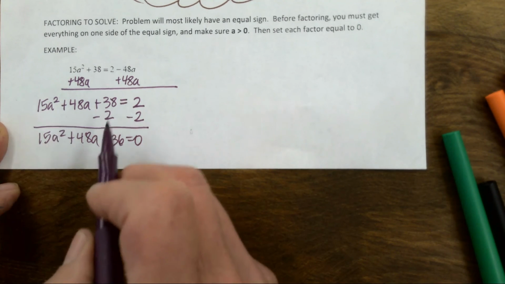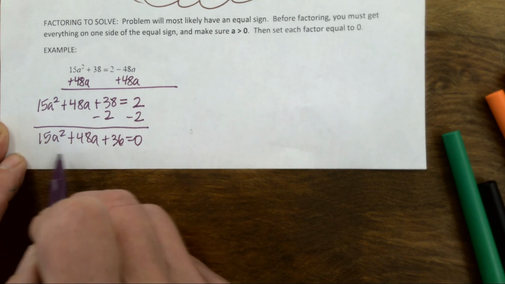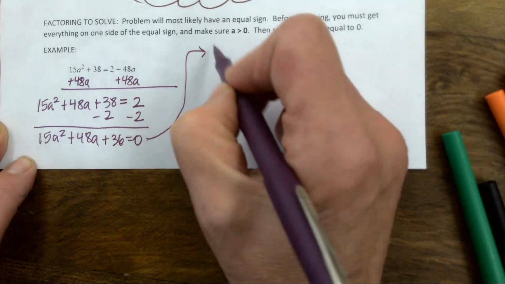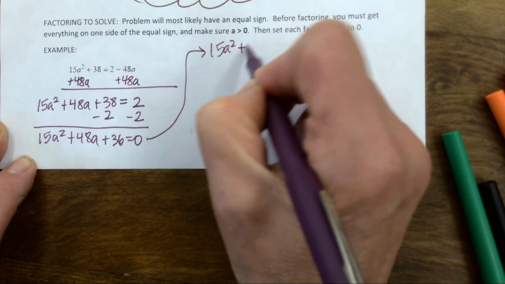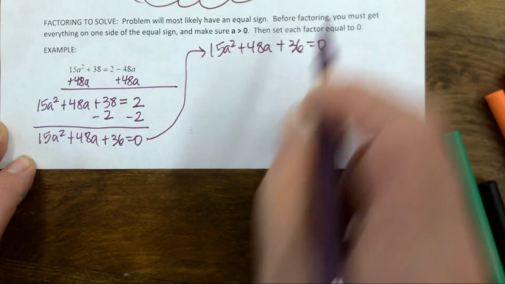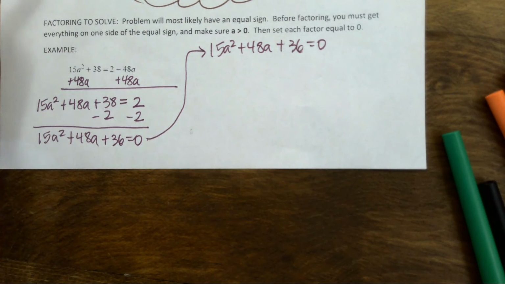So there is my setup answer to solve. I'm going to bring that over here. 15a squared plus 48a plus 36 equals 0. My next move is get the greatest common factor out.